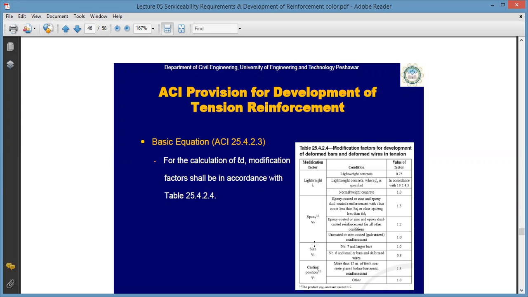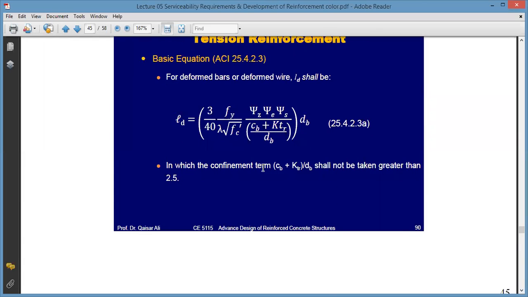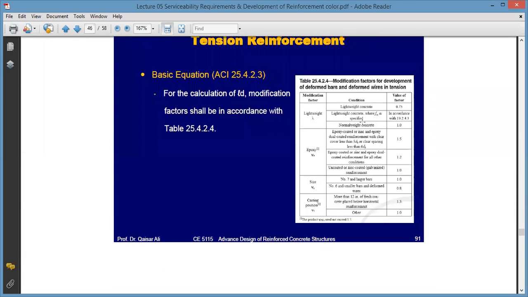Now epoxy, size, and casting position. These three are the variables mentioned there in the formula. These three have corresponding values under different conditions. So just see the condition here, and all these values are somewhere around 1, 1.5, and 0.8. Casting position, size, and epoxy.